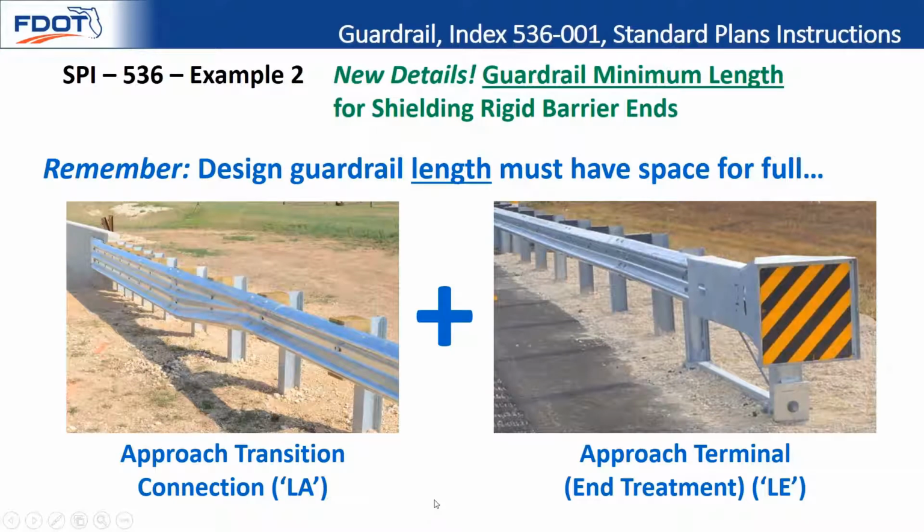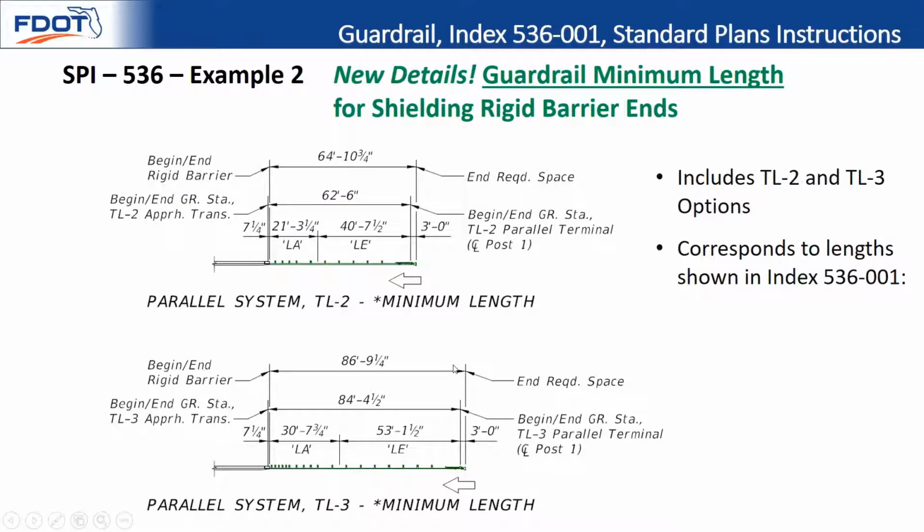And so just as a reminder, in order to shield the concrete, you need the approach transition connection to rigid barrier, which transitions the rigidity, and that's a standardized length. And then you need to add the approach terminal on there. Those two lengths together are the overall length you need. And then for a little bit of clarity and convenience, we went ahead and made an example just showing all the minimum lengths and how they work out together.